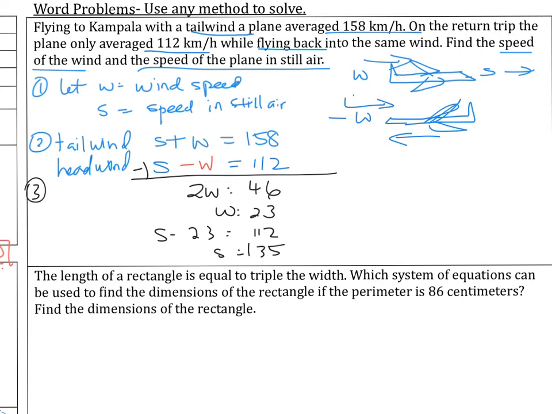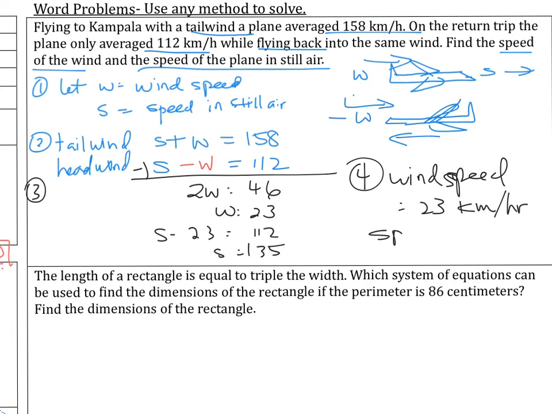Okay, so I showed my work. And for step 4, the wind speed will be 23 km per hour. And the speed in still air will be 135 km per hour.